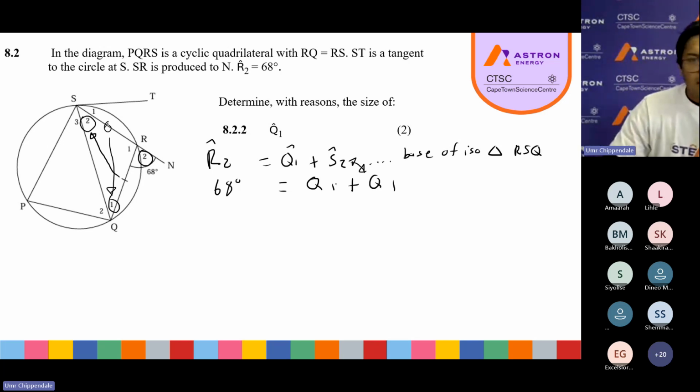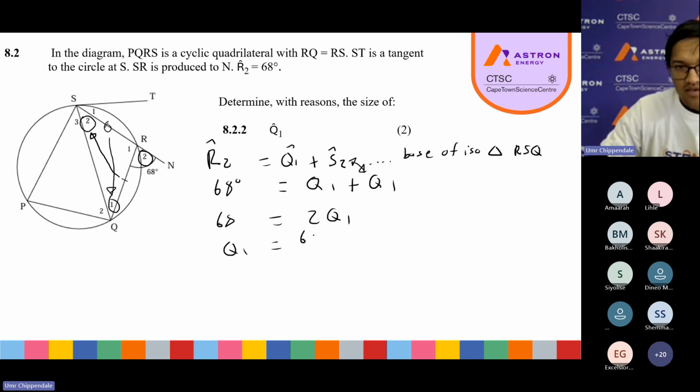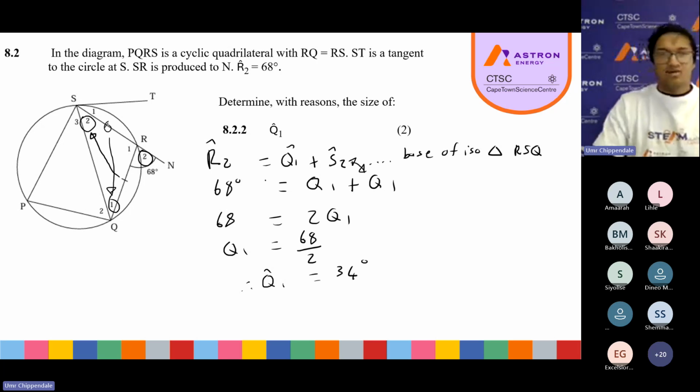So far, so good. Now, what do we have over here? Well, we have 68 degrees is equal to 2Q1. Now we get Q1 on its own. So Q1 is equal to 68 divided by 2. And therefore, Q1 is equal to 34 degrees. And that's how we get angle Q1, right?